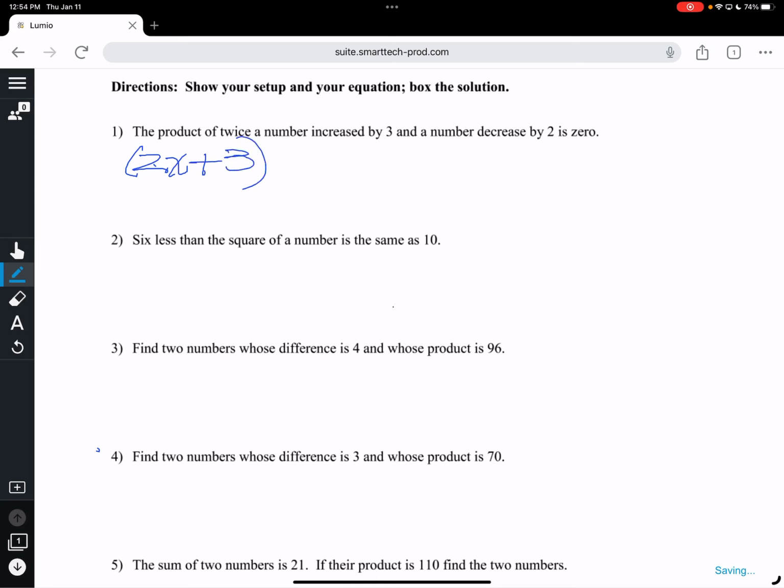And then it says "and," so we're going to find out what the next number is that we're multiplying. A number decreased by 2: x minus 2 equals 0. So then what we need to do is solve it. This is where we take each factor and make it equal 0. 2x plus 3 equals 0.